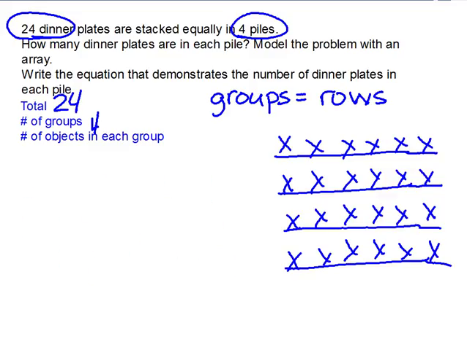So I got rid of the drawing because it does ask for an array. So right away we're going to look at how we are going to write this into an equation. Well, we know that 24 is the total, so 24 is the dividend. We're going to divide that by, this time, our number of groups, which is our divisor.